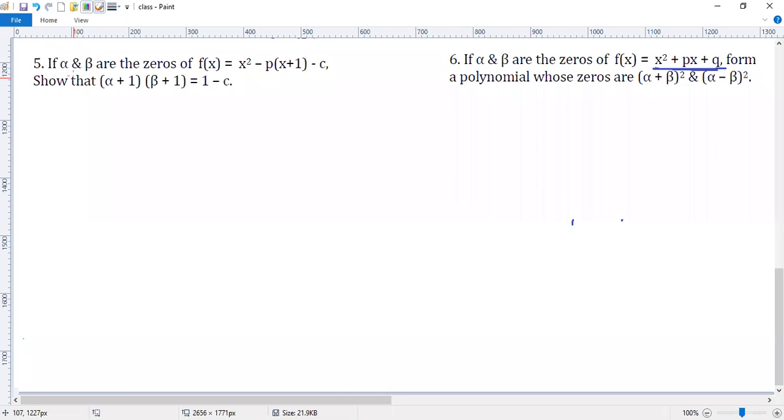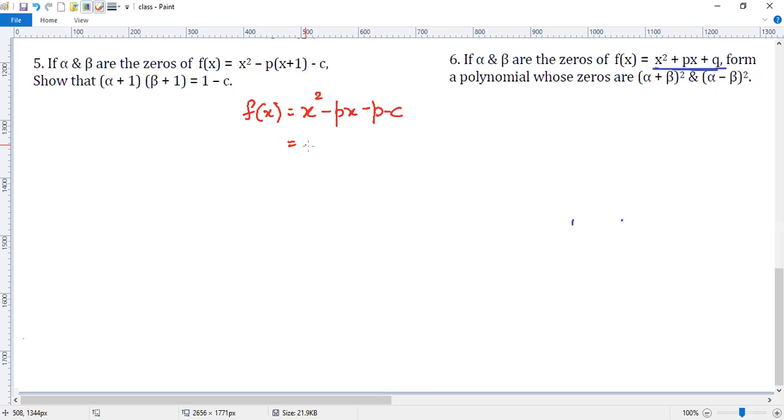So if we look at question number 5, alpha and beta are the zeros of x squared minus p times of x plus 1 minus c. So the first thing you see is that the coefficient of x is not directly given. There is x plus 1. So even if we take p as the coefficient of x, a constant term will come. Okay? So first of all, let me sort this out. What is it? Let us take f of x as x squared minus px minus p minus c. Correct? I will split it. If we multiply, you will get this.